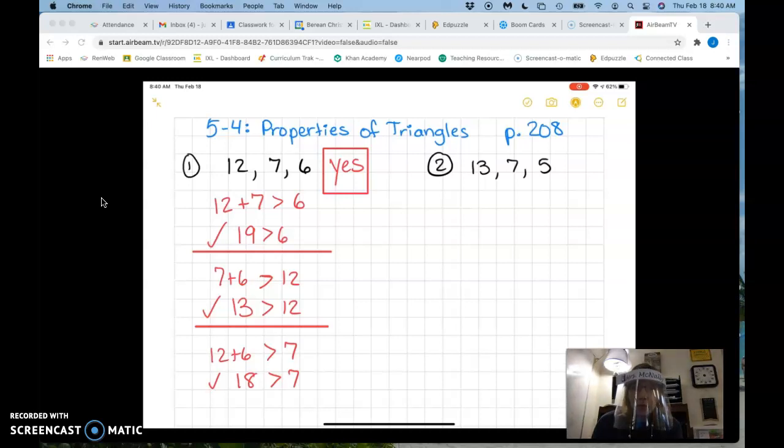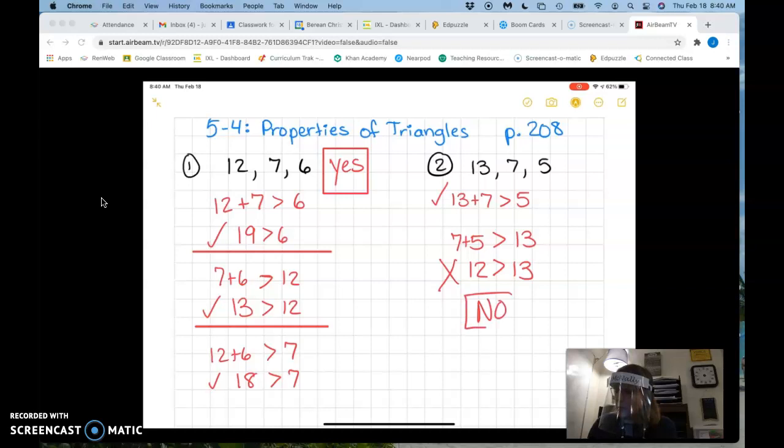So let's do the same thing for number 2. So already before I even have to add this, I can tell that 13 is bigger than 5. So 13 plus 7 is definitely going to be bigger than 5. So I don't even have to add those. I can just say, yes, that's going to be bigger. Let's try this one. 7 plus 5 is 12. Is 12 greater than 13? Anybody? No, it's not. So this one is not a triangle because those two sides are not bigger than the third side.